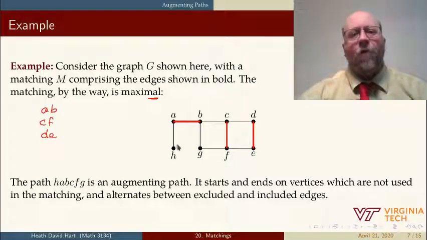It starts with one of the unmatched vertices, H, and it goes to A, so that edge is not in the matching. Then A to B is in the matching. B to C is not in the matching. C to F is in the matching. F to G is not in the matching. And then we end on a vertex that's not matched. So it starts and ends on vertices that are not used in the matching, and it alternates between edges that are included and edges that aren't included. Not in the matching, in the matching, not in the matching, in the matching, not in the matching. So this is an augmenting path.